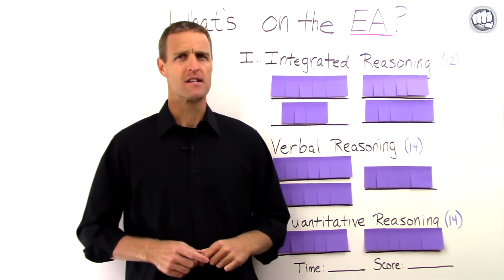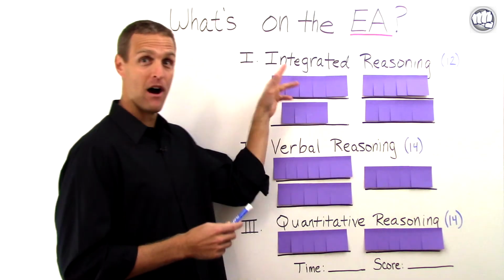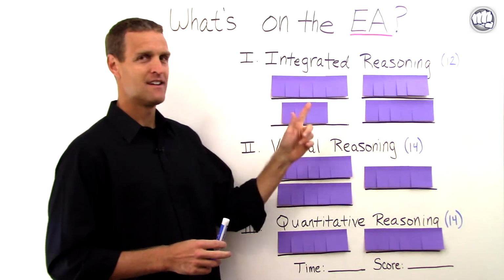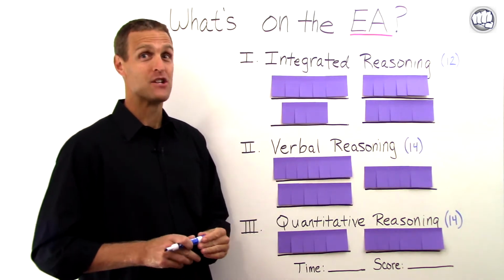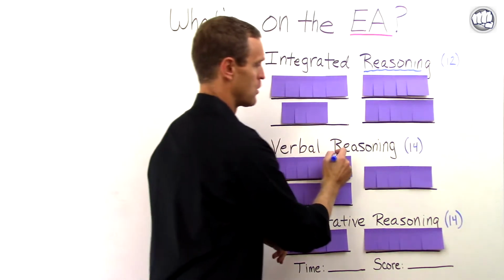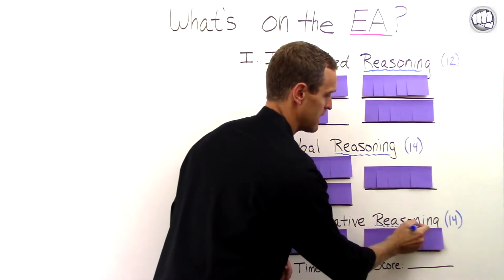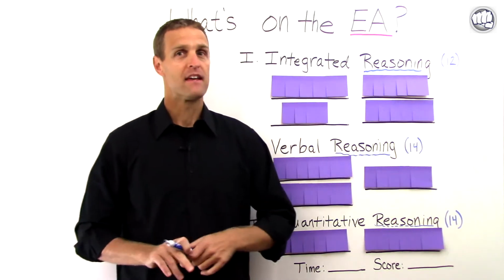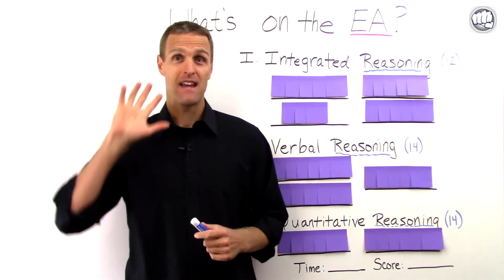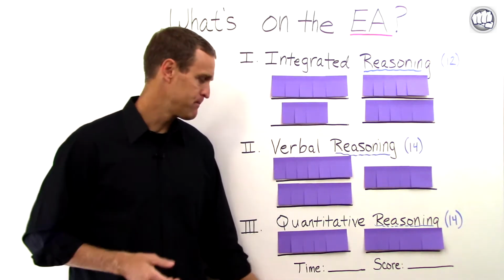What do you notice? What do you recognize as a common thread among the three different sections of the executive assessment? That word reasoning. Integrated reasoning, verbal reasoning, quantitative reasoning. At the end of the day, the test makers view the executive assessment as a reasoning test. And as such, I want you to adopt that mindset as well.